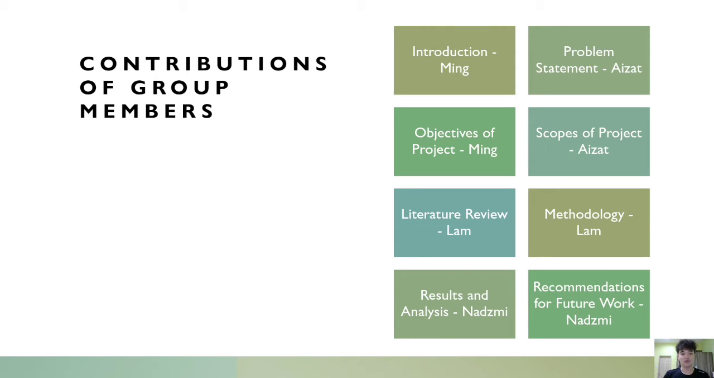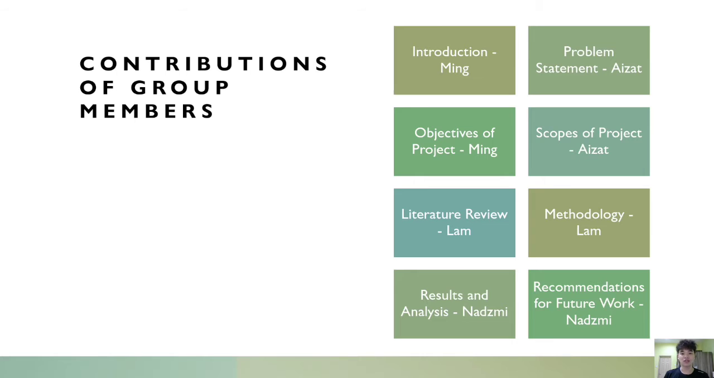This is the contribution of group members. The tasks are given to the members. The first one is introduction, which is me. I will do it for Ming, and problem statement will be Isaac, and the third one, objective of project, will be Ming. Is same as me. The next one is scope of project, which Isaac will be doing, and Lam will do literature review and methodology. Nasmi will do result analysis and recommendation for future work. For the result analysis, since there are many things, we also group and help each other.